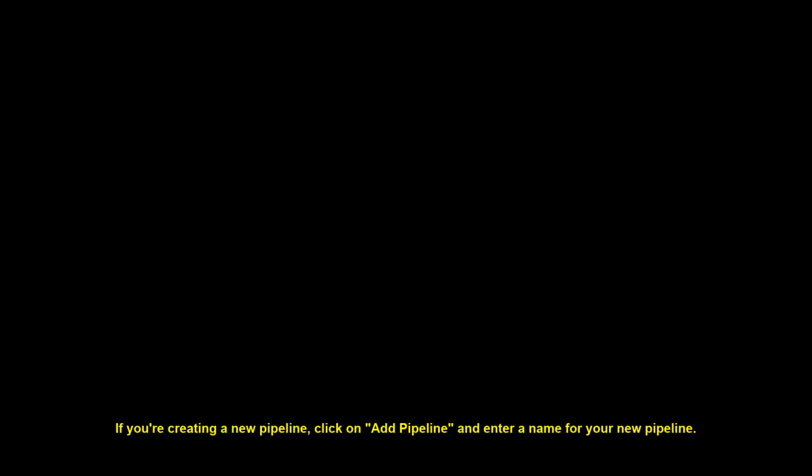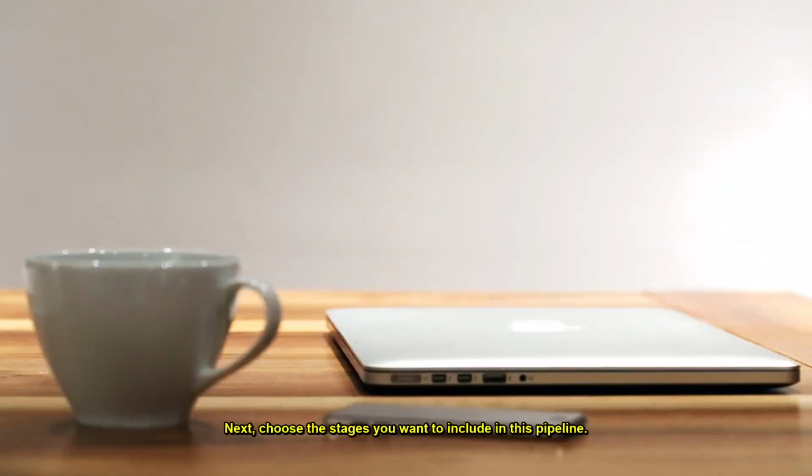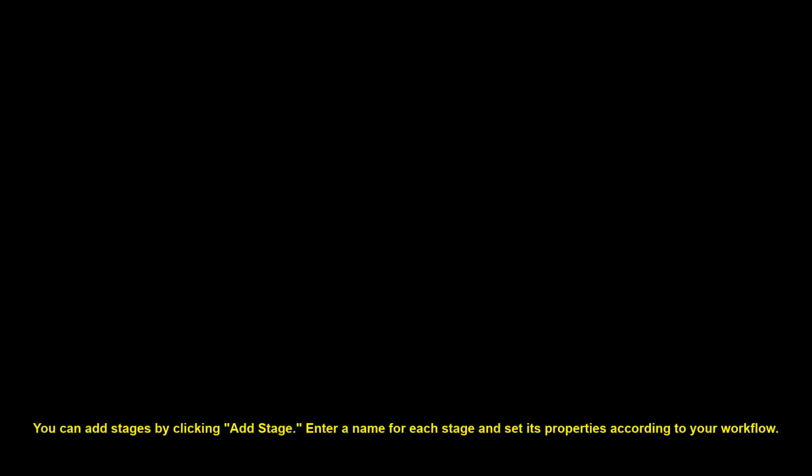If you're creating a new pipeline, click on Add Pipeline and enter a name for your new pipeline. Next, choose the stages you want to include in this pipeline. You can add stages by clicking Add Stage. Enter a name for each stage and set its properties according to your workflow. Once all stages are added, save your new pipeline by clicking the Save button.